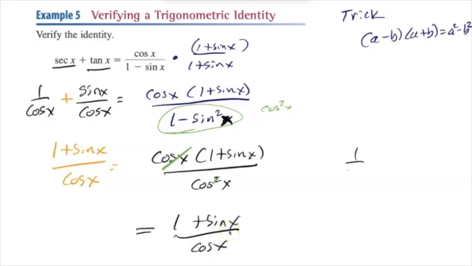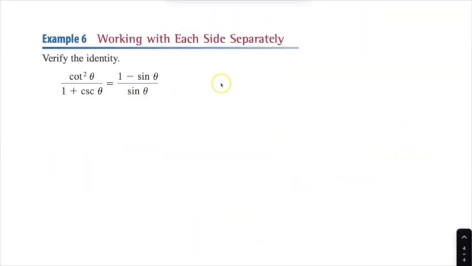That did 1 over cosine plus sine over cosine. And then that's the same thing as secant. That's the same thing as tan. Lots of ways to do this. That's the way I did. I worked a little bit on both sides, but you could also do it only working on one side, working with each side separately.